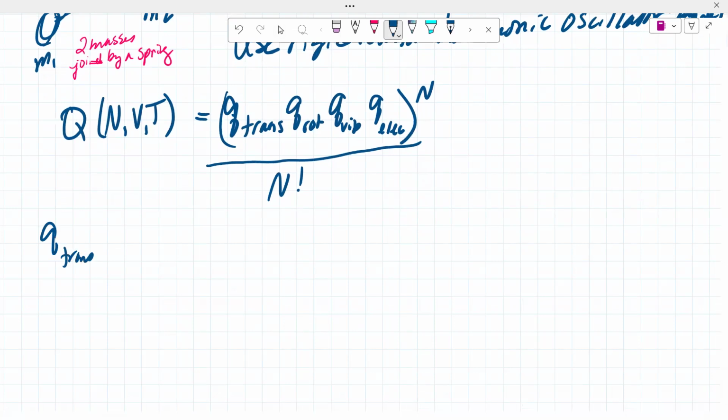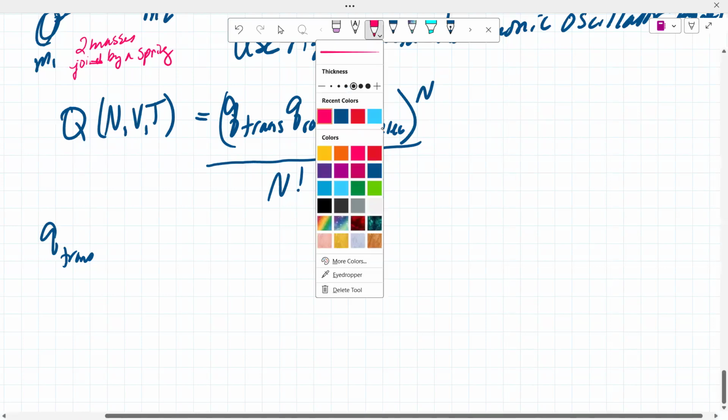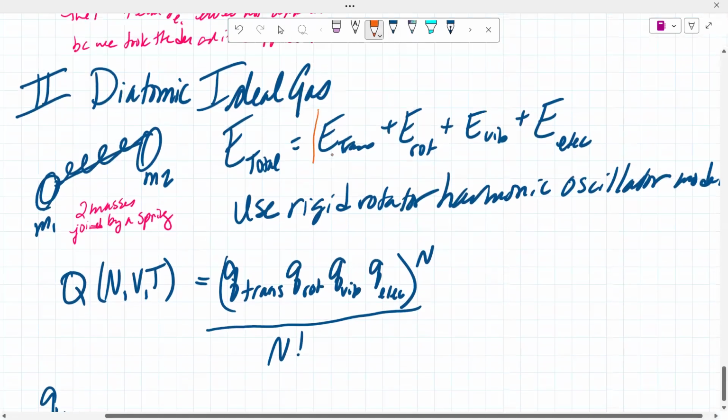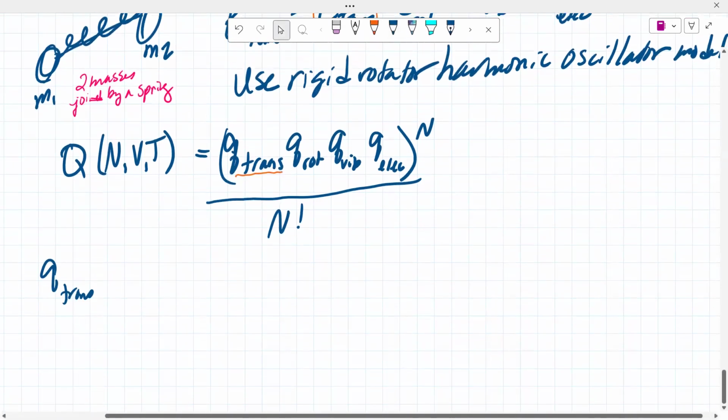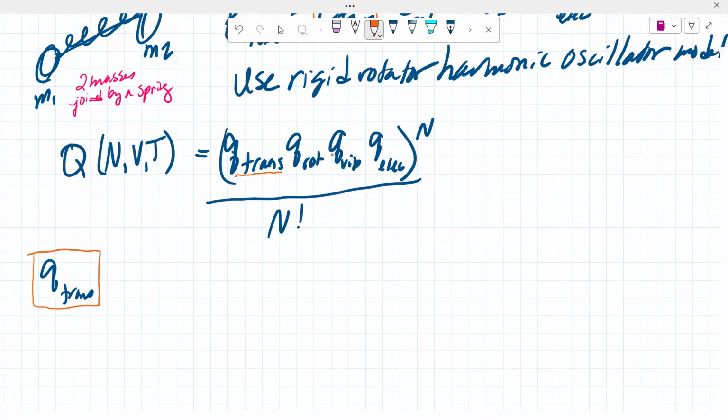All right, so we're going to need to work on each of the different ones. I'm going to try to help us remember the various ones by giving them some colors. Translational is orange, and that's this term right here. And here's the q translational in here. Now we're going to work on breaking this out. That's the orange one, and we're going to break out its equation.